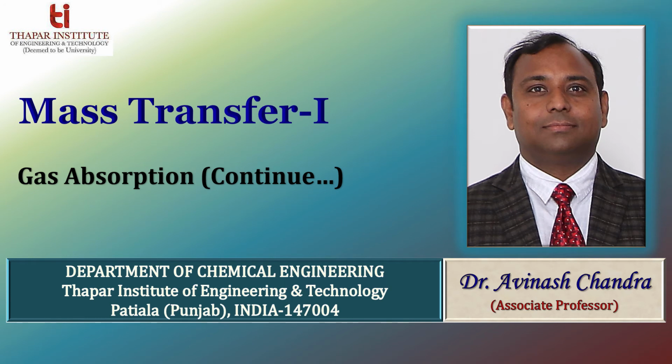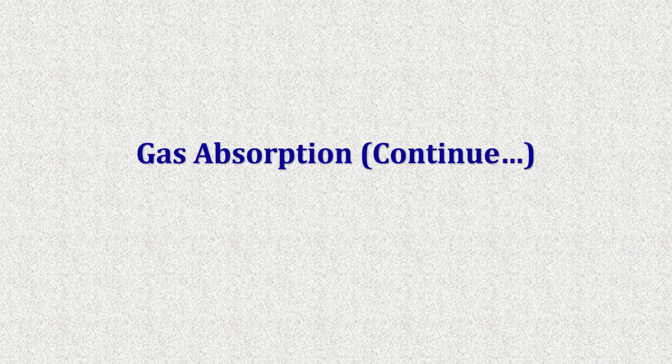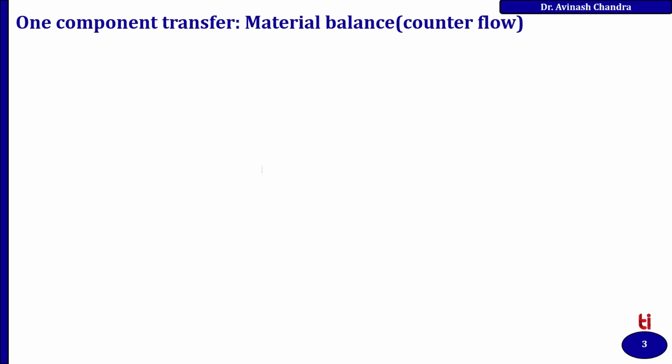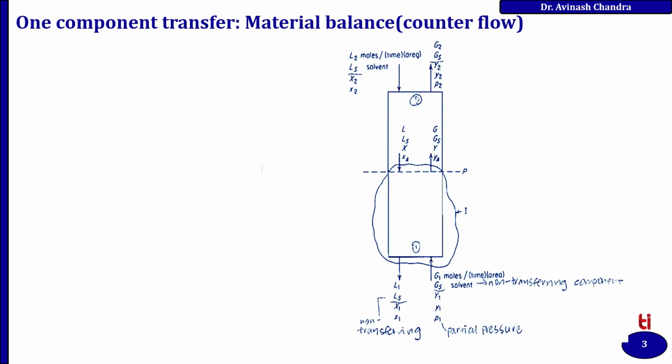Hello, continue with the gas absorption. Today we will discuss the material balance for one component transfer in case of absorption. Considering an absorption column, liquid inlet rate L1, outlet rate L2, gas inlet rate is G1 and gas outlet rate is G2.